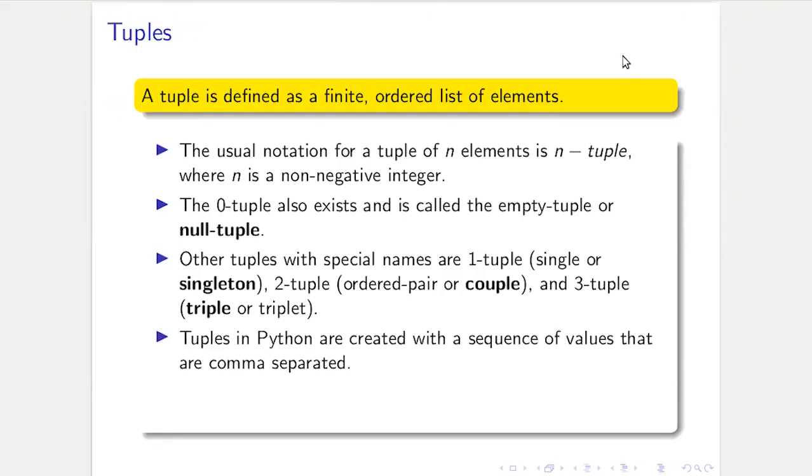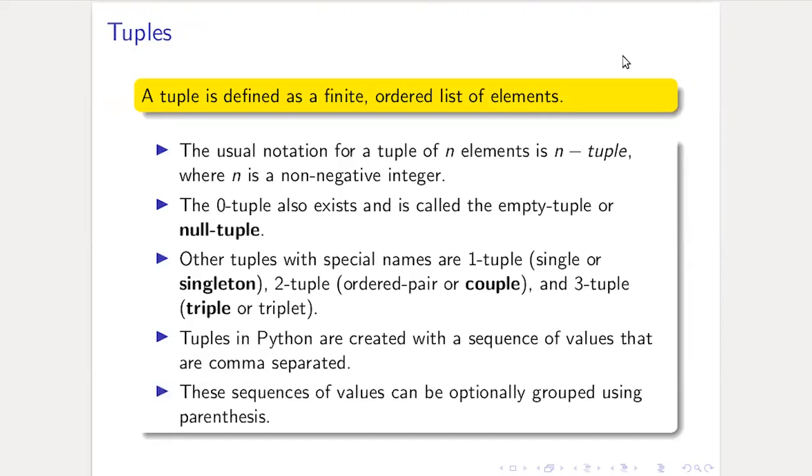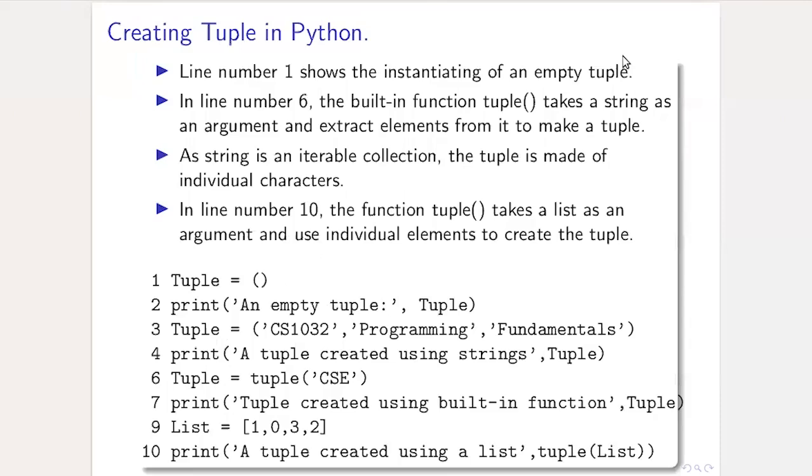So in the Python programming language, tuples are created as a sequence of comma separated values. These comma separated values can be optionally grouped using parentheses. Very often we use the parentheses because then visually it is very clear to us that what we have here is a tuple. So let's see the different ways in which we can create tuples in Python.